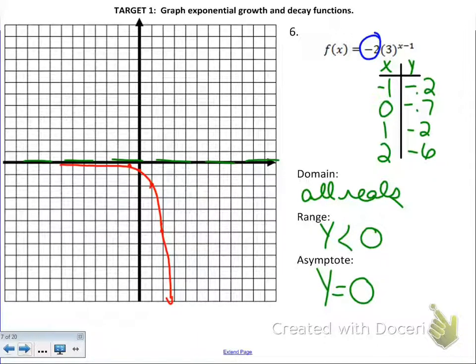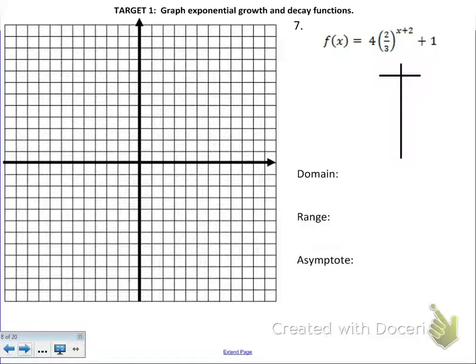Our domain is all reals because we can plug in any value we want here for x. Our range is going to be y is less than 0 this time around because this is going down. And our asymptote, again, is y equals 0. Here's your graph. I believe we have one more. Give this one a try. Come back for the solution.